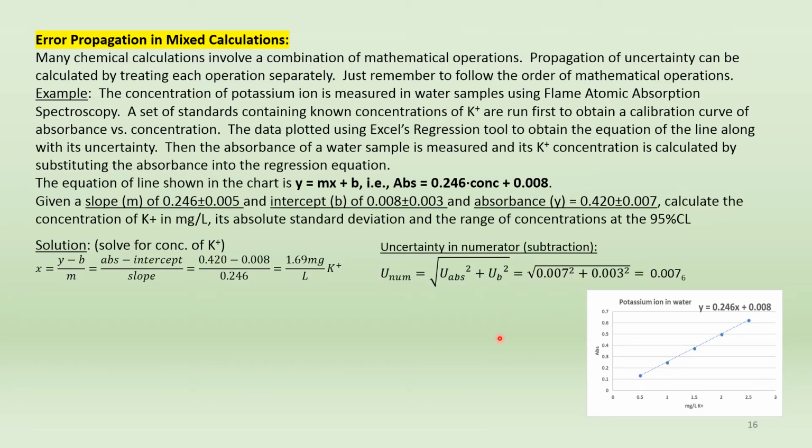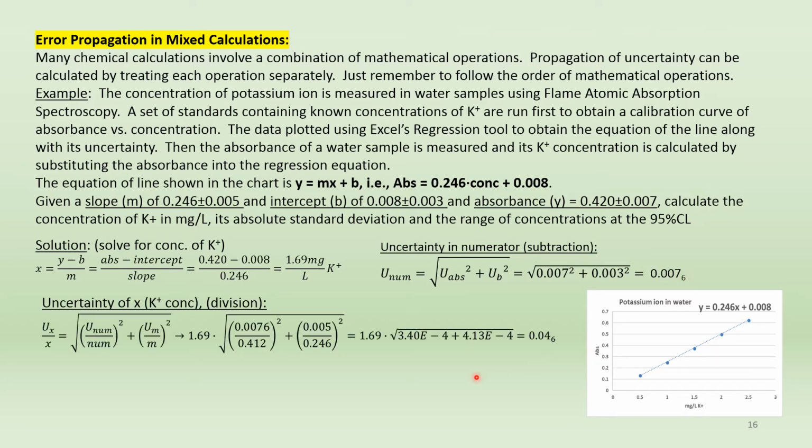Okay, to calculate the uncertainty, we first need to calculate the uncertainty of the numerator, and these two numbers are subtracted. For addition and subtraction, we calculate the absolute uncertainty of the numerator as the root of the sum of the squares of the individual uncertainties, the individual uncertainty on the absorbance and the intercept. These values are 0.007 on the absorbance and 0.003 on the intercept. We combine those and get 0.0076.